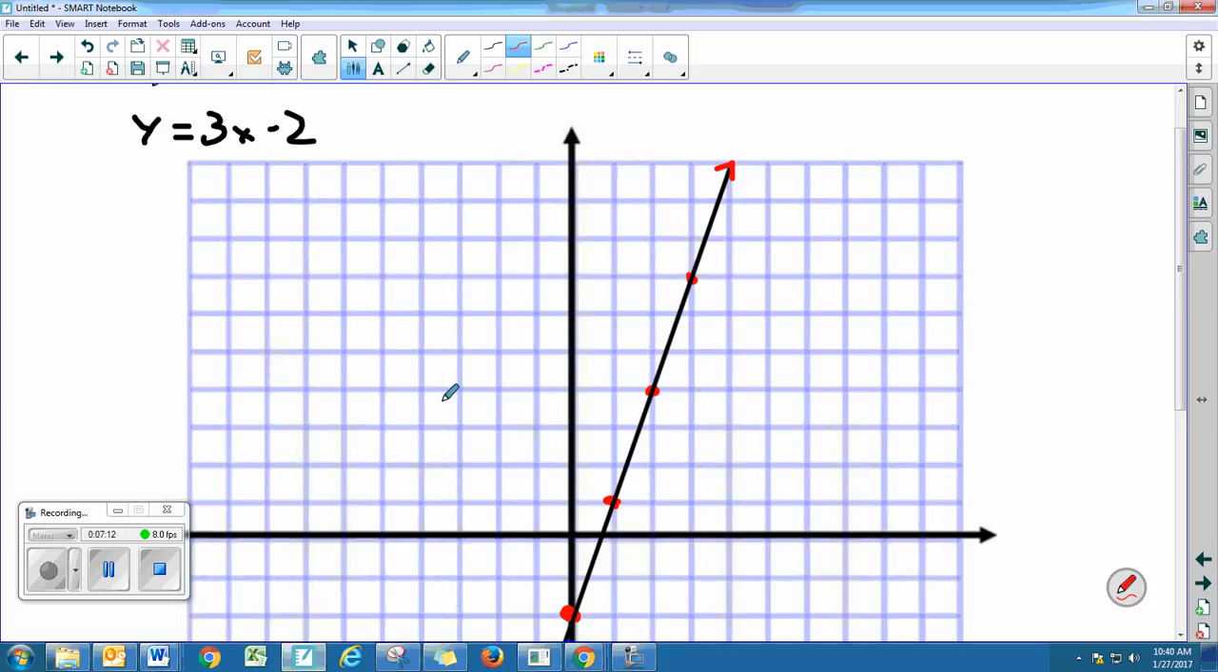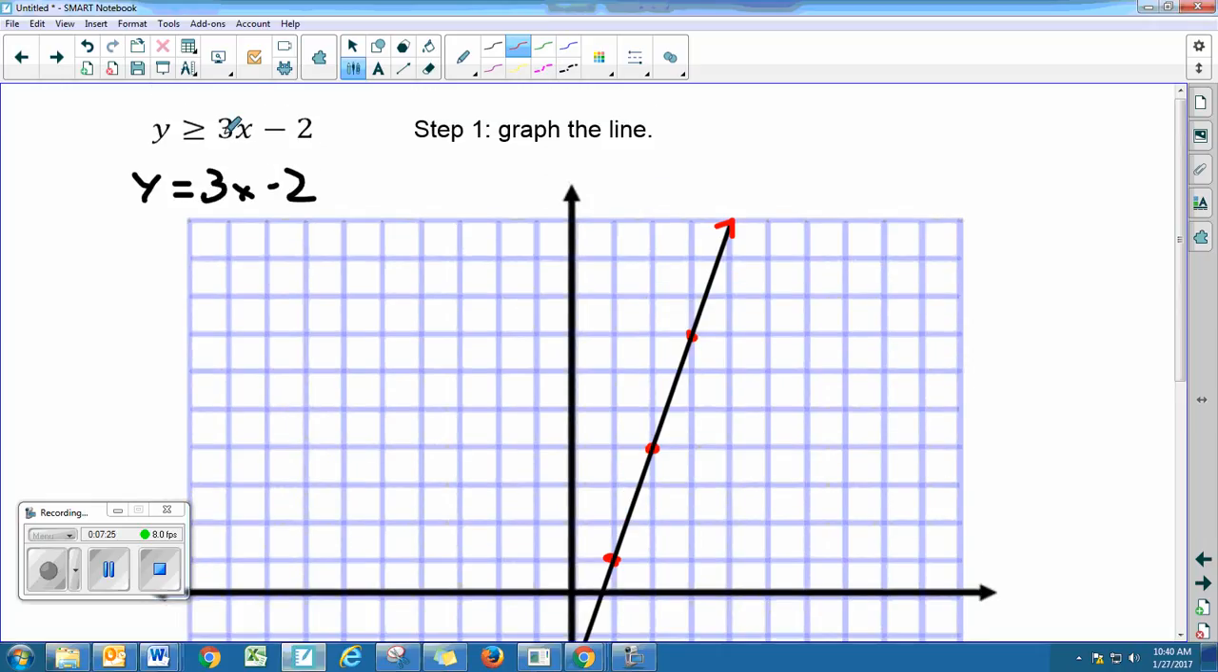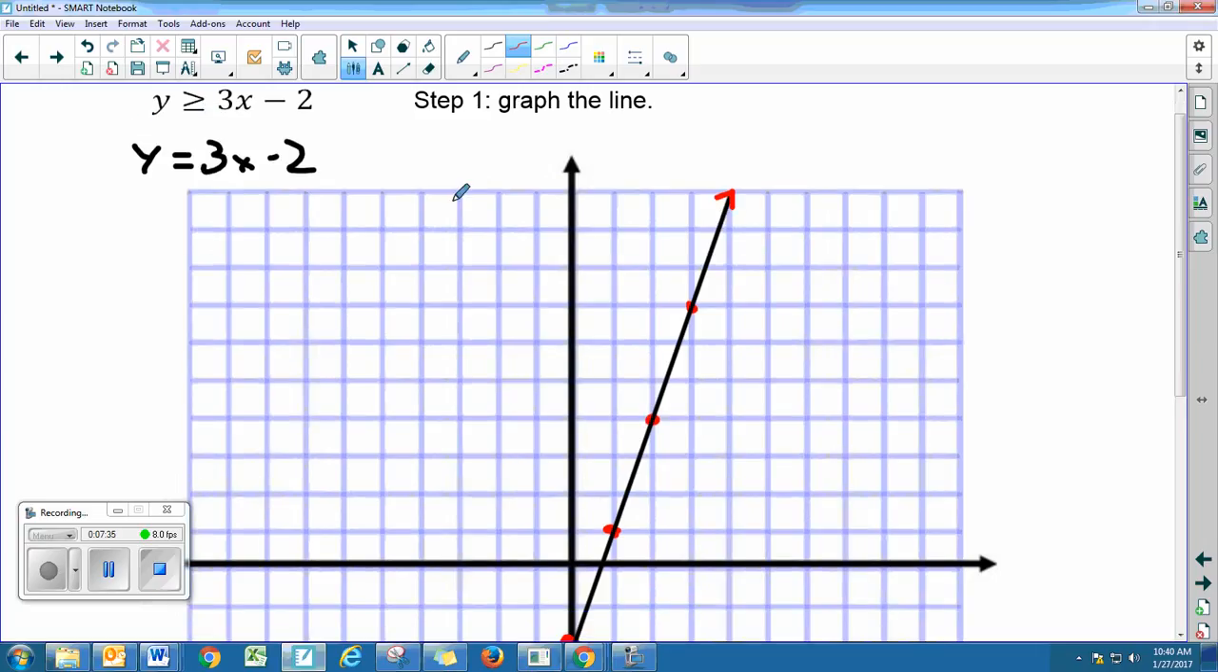Now I want to find out what side of this line I need to shade. Oh, I forgot one thing. It's a solid line because it's "or equal to." If it was just greater than or less than, I would need to make this line dotted. But it's "or equal to," so it's solid. Next, I have to figure out what side I have to shade.